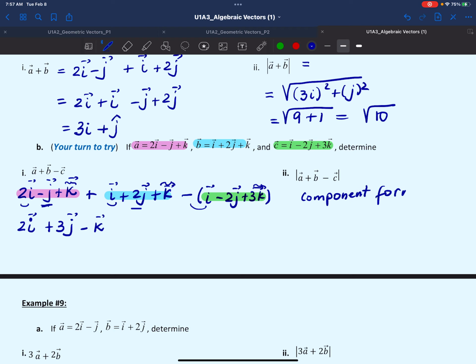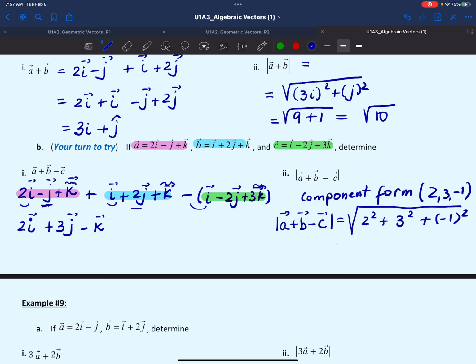So the component form of that same vector would be 2, 3, and negative 1. So we'll have the magnitude of a plus b minus c equal to the square root of 2 squared plus 3 squared plus negative 1 squared. So that would be 4 plus 9 plus 1, which is 14, so root 14.